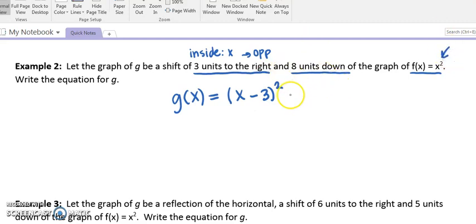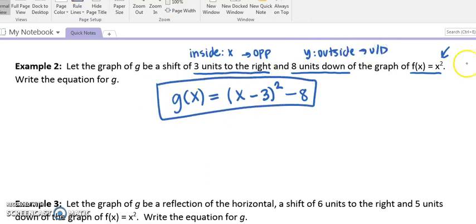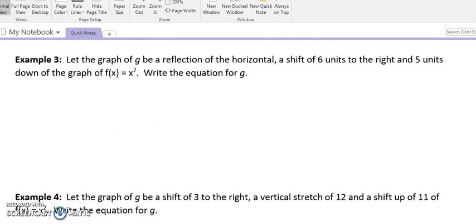And then 8 units down. So minus 8, because this affects the y, so it goes outside. Y is up, down. Okay? There's your new equation. Let the graph of g be a reflection of the horizontal. Now, this is also called with respect to the x-axis. Okay? A shift of 6 units to the right and 5 units down.